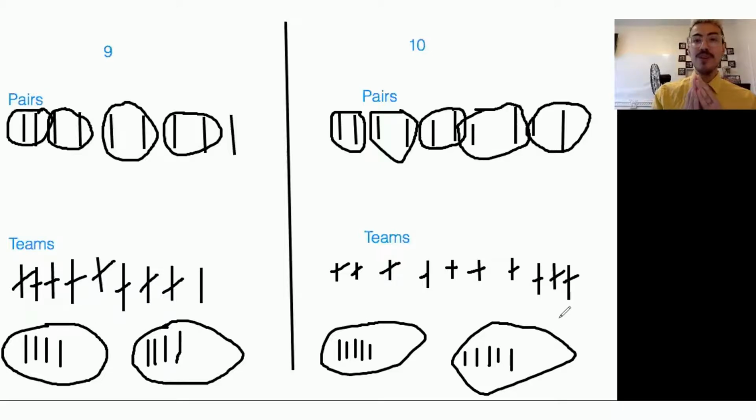So I've just showed you 2 different numbers, 9, and then 10. In 9, I had groups, and then I had 1 left over. When I did it with 10, I had groups, but I had nothing left over. So this is where we find the distinction between an odd number and an even number. An odd number will always have 1 left over, and an even number will have nothing left over when you split it into pairs or you split it into teams.